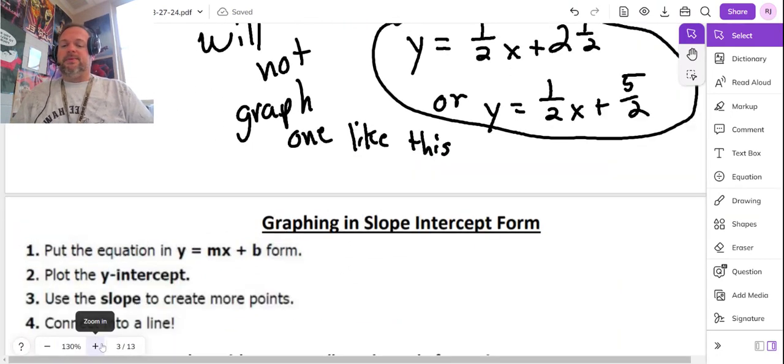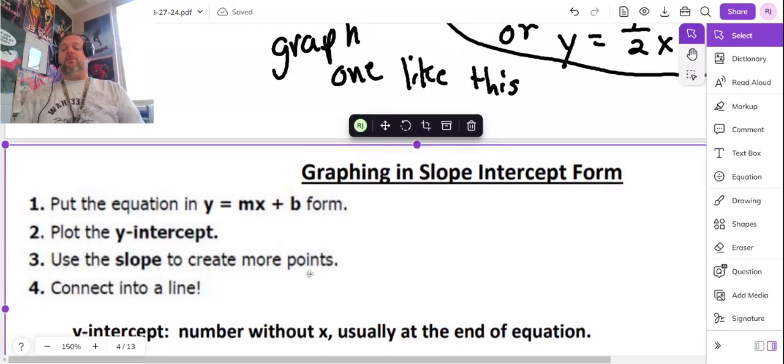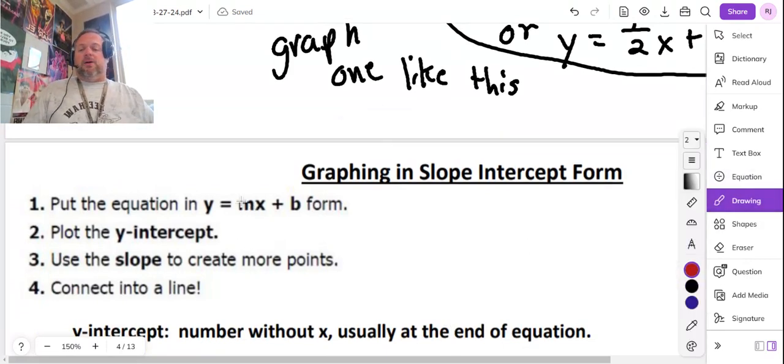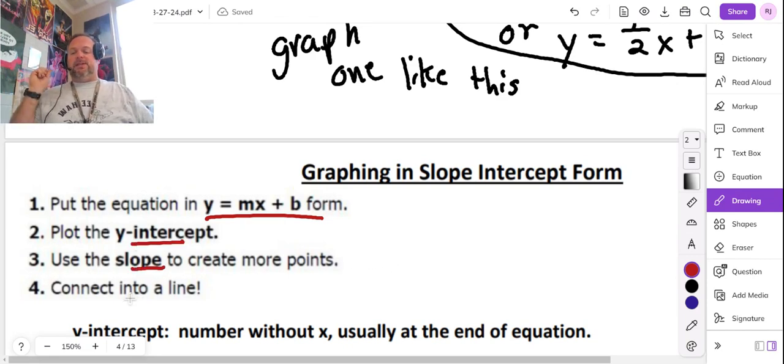All right. So graphing in slope intercept form. We are always going to put it in this form already. That's what we've been doing. We're going to plot this, we're going to use this, we're going to connect the line.